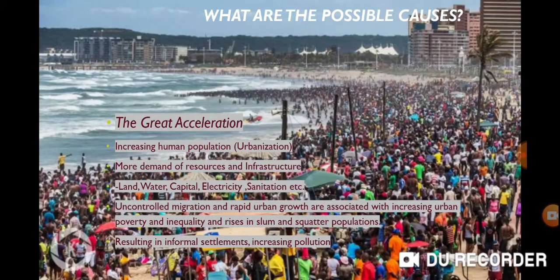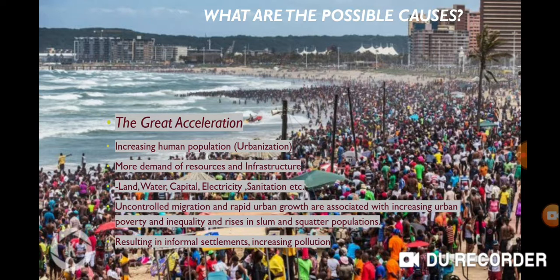So, what are the possible causes? Number one, we have the Great Acceleration. The Great Acceleration is characterized by the increasing human population or urbanization, which means there are more birth rates than death rates, which leads to more demand of resources, obviously, and infrastructure, such as land, water, capital, electricity, and sanitation.